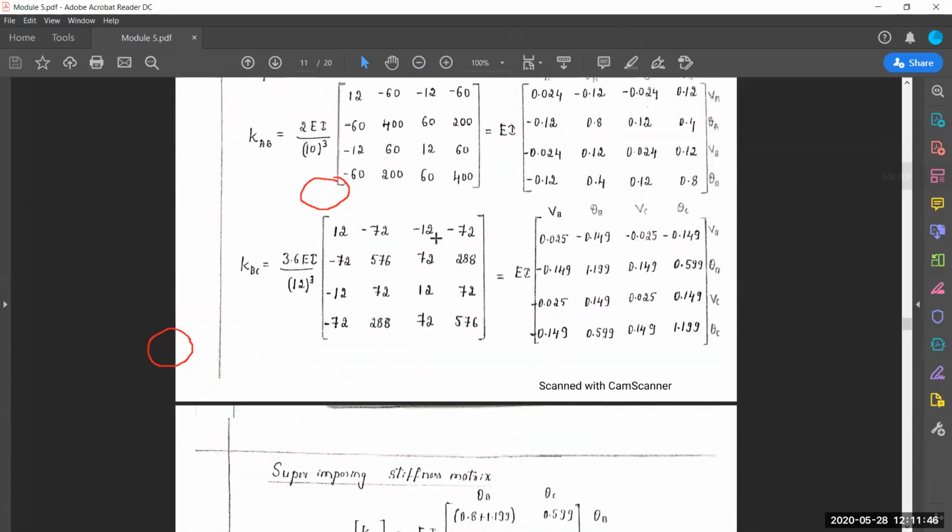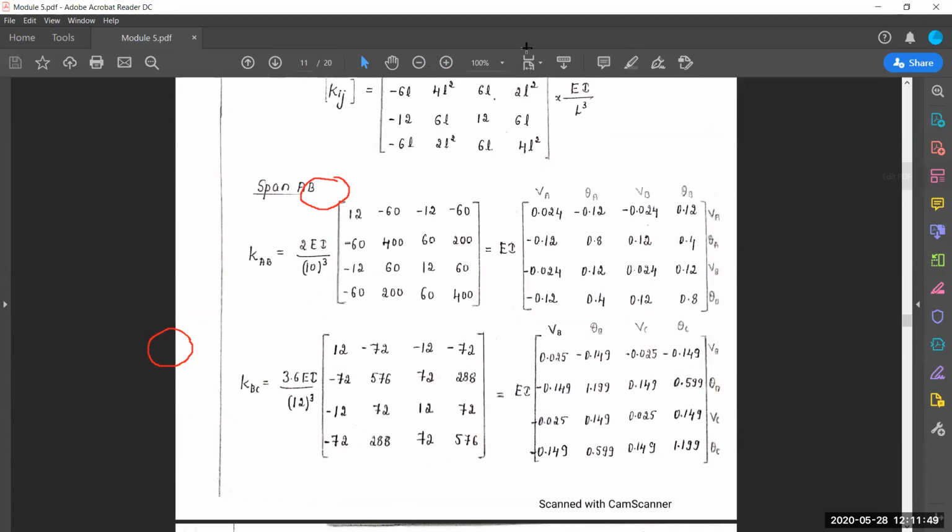MB versus theta B, theta A and B, no? Sorry. So K AB, span AB calculations I'm doing. What I told? MB versus theta B. So this theta B is nothing but MB here. So MB versus theta A and theta B. MB versus theta A is 0.4 and MB versus theta B is 0.8.